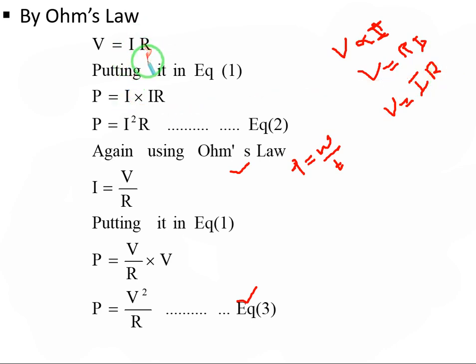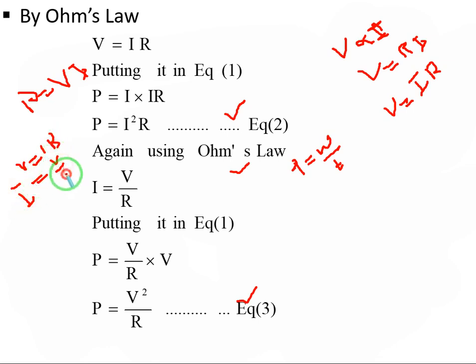So V is equal to IR, and we know the formula of power, P is equal to VI. Putting V = IR here, we get P is equal to I square R. This is one formula for power. We can also find the value of I. We know V is equal to IR, so I is equal to V divided by R.